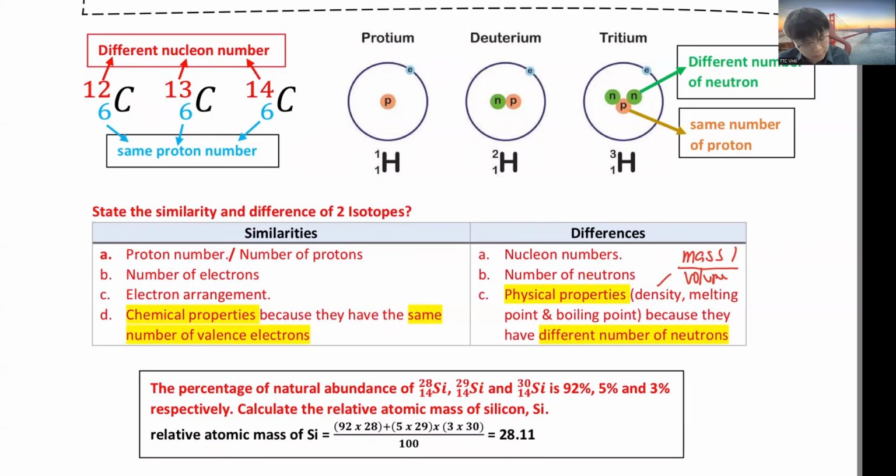For the chemical property, it depends on valence electrons. For example, for carbon, 6 is 2.4, 2.4, 2.4. So all of these have the same number of valence electrons, so their chemical properties will be the same, because the same number of valence electrons means they come from the same group.